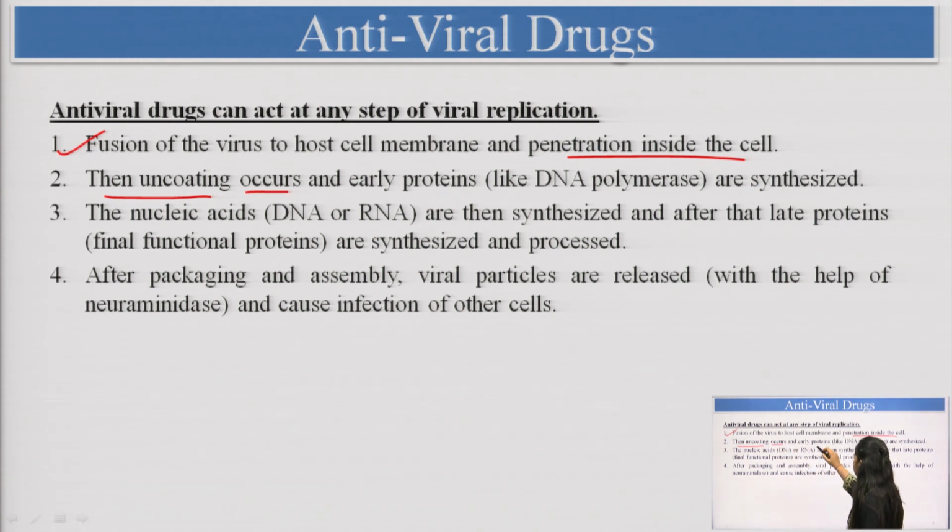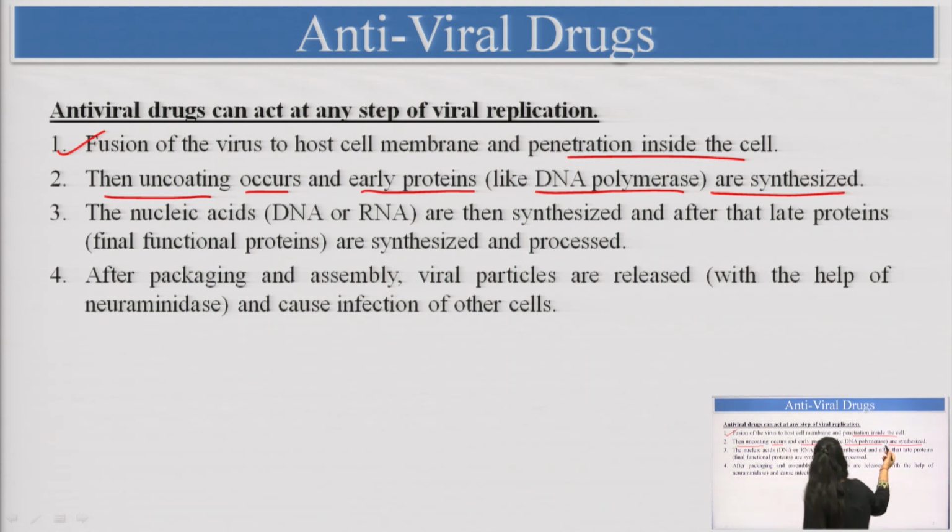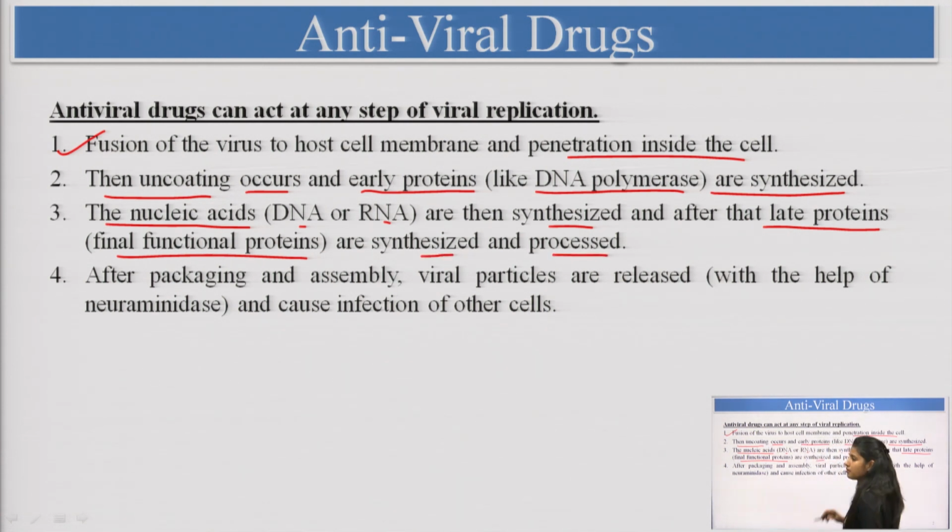After the uncoating, there will be formation of early proteins which are required for survival. Early proteins means things like DNA polymerase, which are synthesized. These are the primary components essential for the formation of nucleic acid, so here we are giving them the name early proteins. When these are formed, the nucleic acid DNA or RNA is synthesized. When DNA and RNA are synthesized, the formation of functional proteins will follow, which are known as late proteins. The final functional proteins are synthesized and processed.